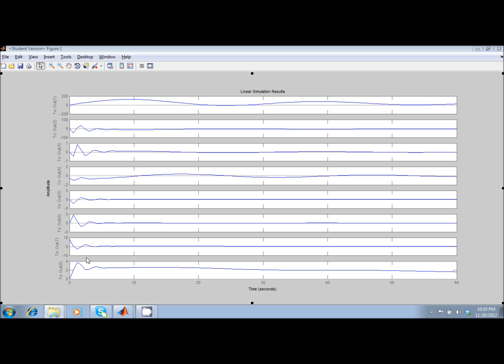So this is pretty much it. We have the yaw rate. You can see how the pitch rate follows that.